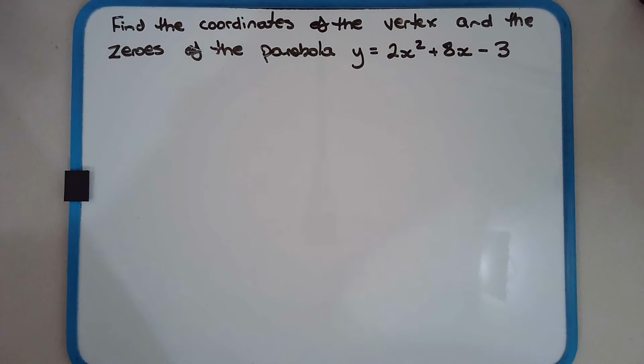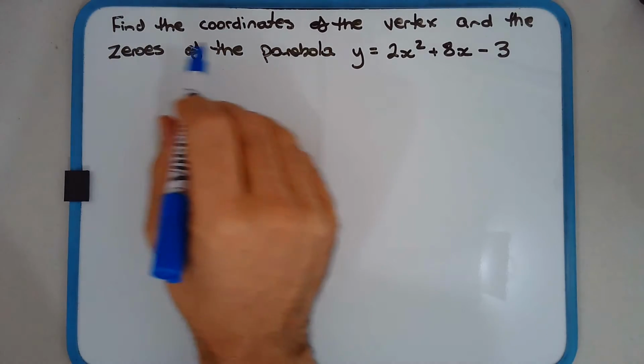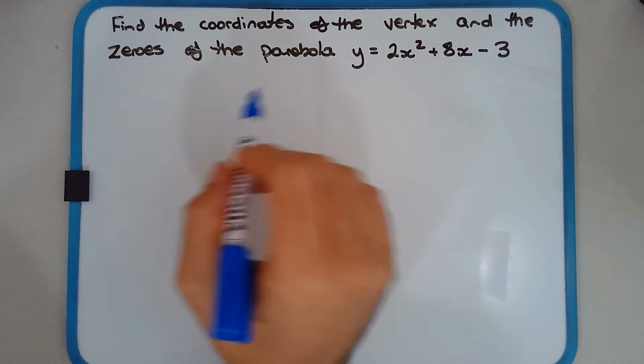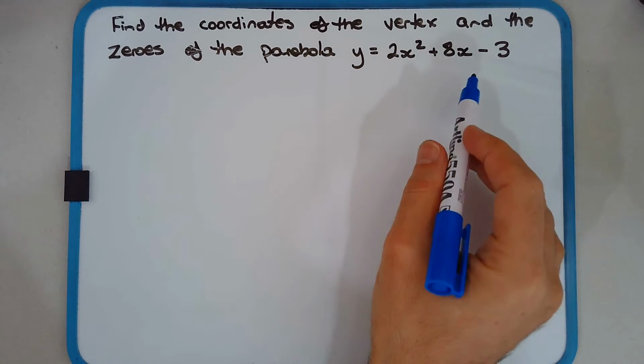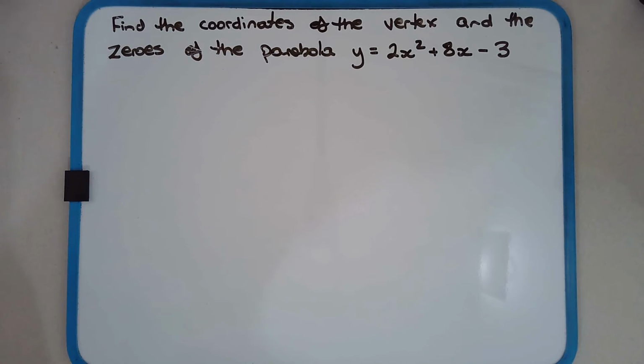In this video, we're going to look at finding the coordinates of the vertex and the zeros of a parabola using the completing the squares method. So let's have a look at this example. Find the coordinates of the vertex and the zeros of the parabola given by the function y equals 2x squared plus 8x minus 3. Now, I did mention earlier that we're going to use the completing the squares method.